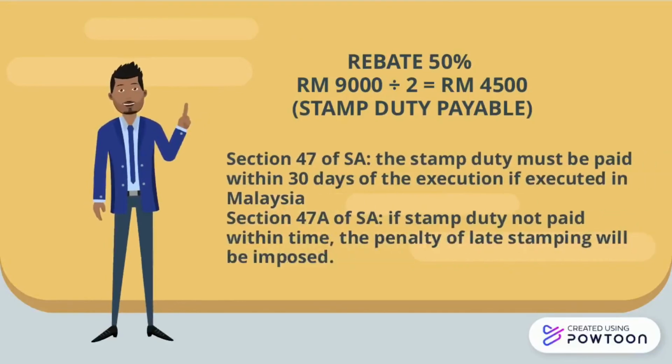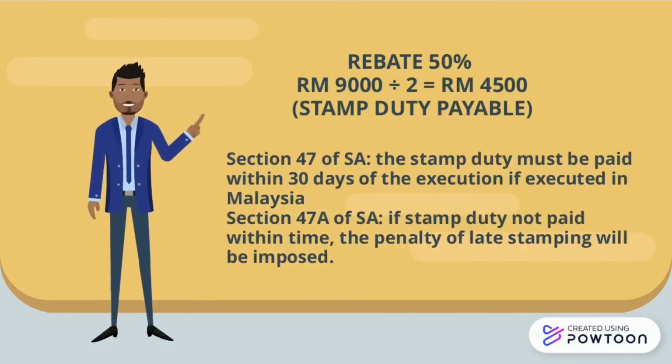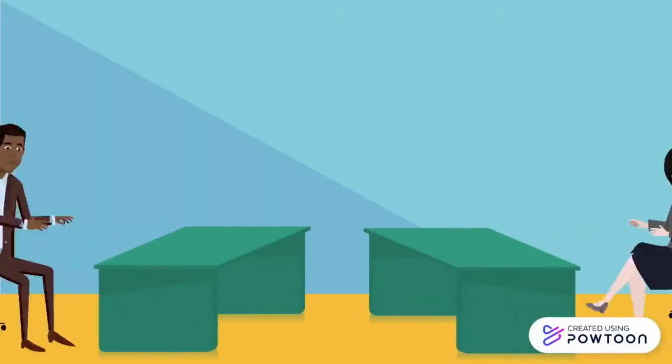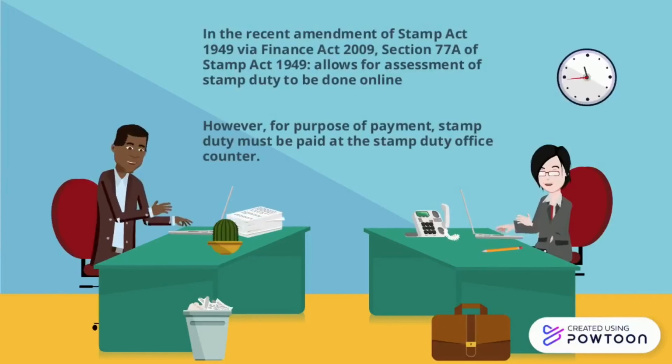Based on Section 47 and 47A, Mr. Zain must pay 4,500 ringgit to the Inland Revenue Board (LHDN) within 30 days of the execution of Form 14A. If he fails to do so, a penalty will be imposed. Based on the amendment and Section 77A, the assessment of stamp duty of Lot 156 can be done online. However, Zain or his solicitor must pay the stamp duty of 4,500 ringgit on Lot 156 at the LHDN counter.